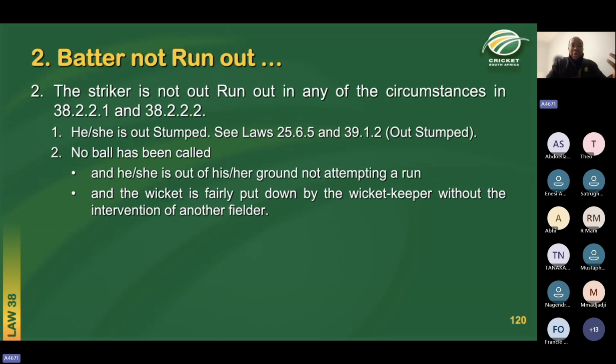If there was another member of the fielding side who touched the ball before the wicketkeeper put the stumps down, even if there was a no ball, even if the batter was not attempting a run, then they will be run out. Why? Because there was intervention by another member of the fielding side, not just the wicketkeeper. So the striker will be saved only if it is the wicketkeeper involved and there is a no ball. And of course, if the striker was not attempting a run.